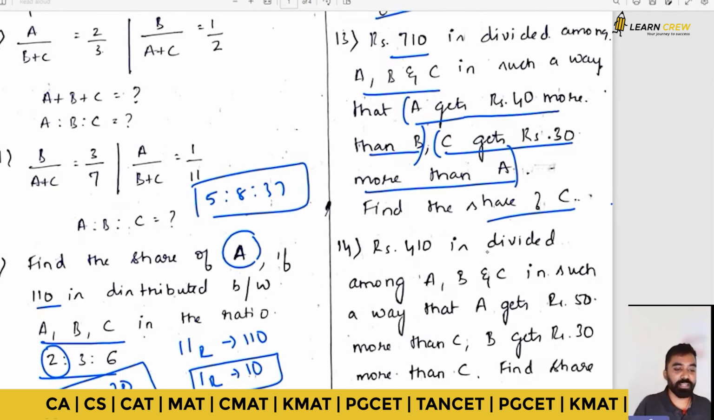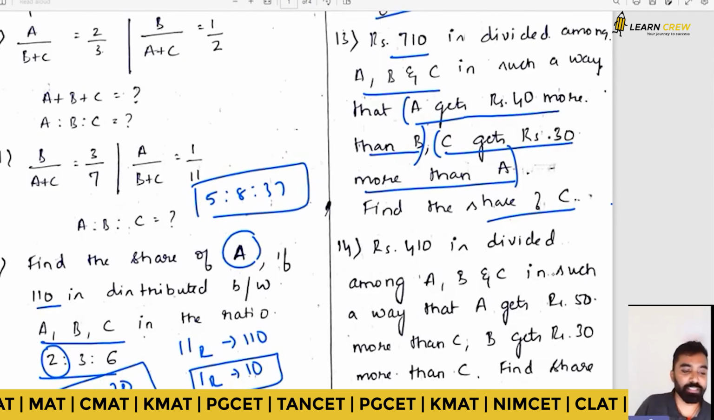Rupees 410 is divided among A, B, C in such a way that A gets 50 more than C, B gets 30 more than C. Find the share of C.